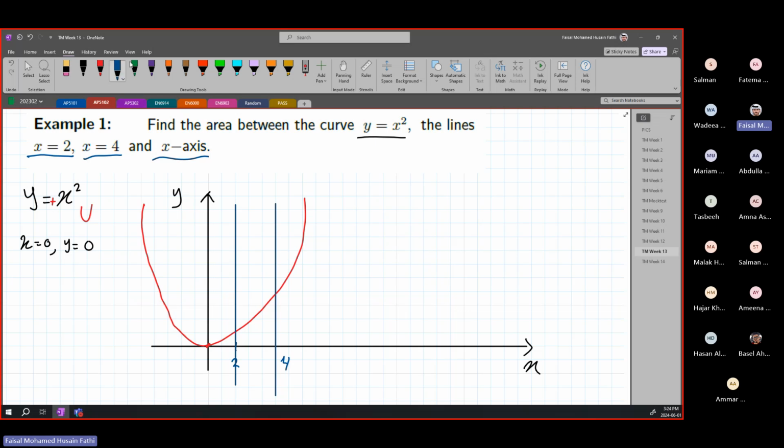So what are we finding? The area that is between all of these three. So this area over here, between the 2 and the 4, the curve, and the x-axis. This is the area that we need to find.